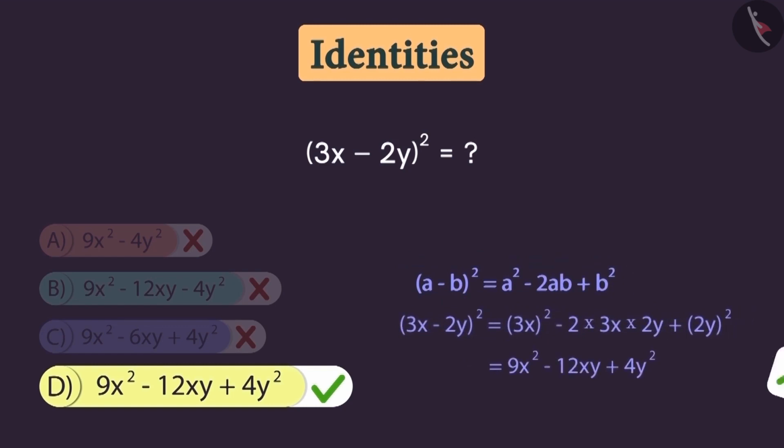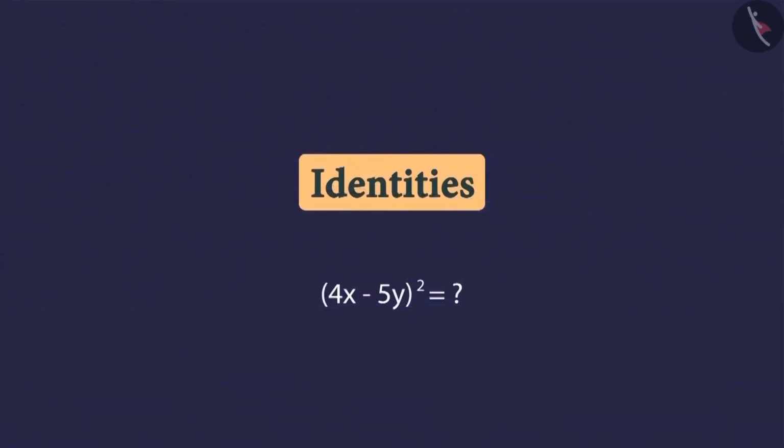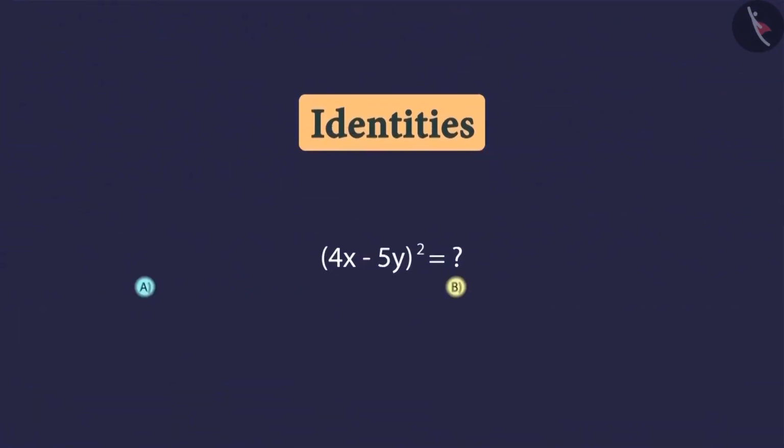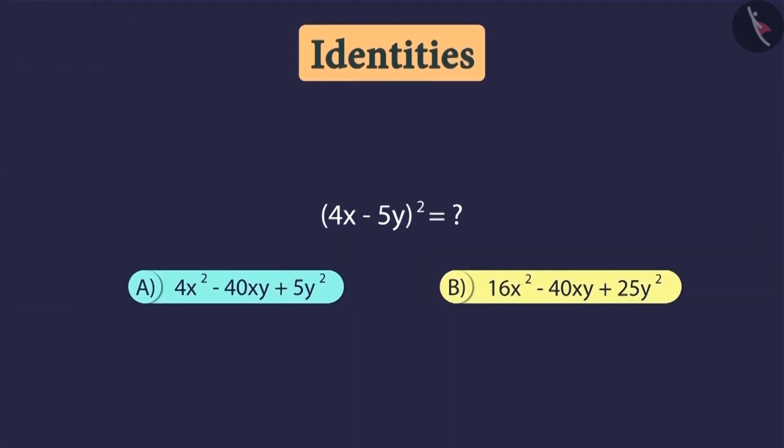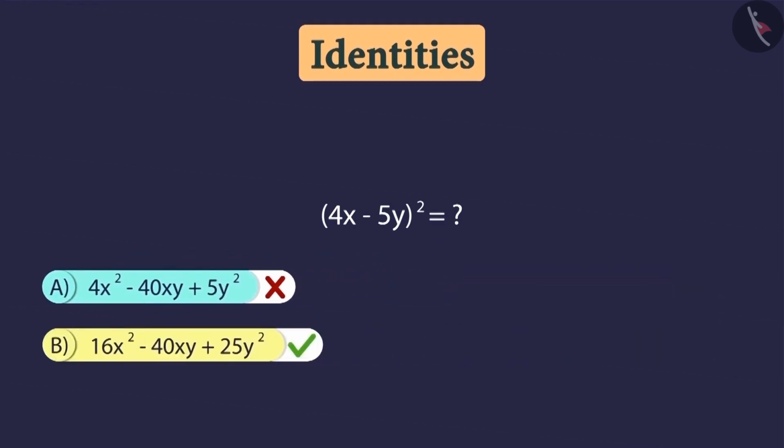Hence, option D is the correct answer. Now look at this question. Can you tell which of the following is the correct option? The correct option is B. Some of you might have got A as the answer. But this is incorrect. Let us see why.